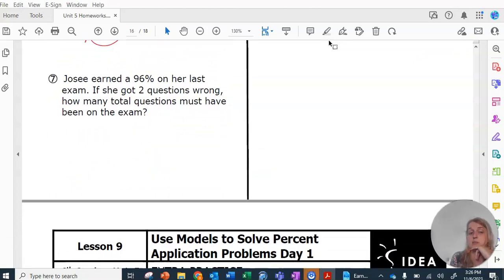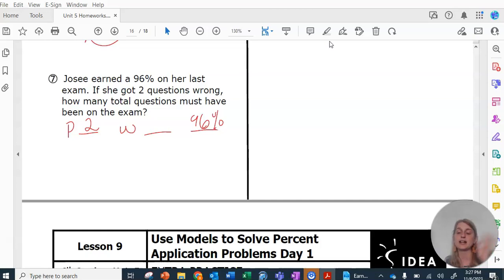I don't know how to say this name. Jose? Josie? I'm not sure. Earned a 96%. Oh, maybe it's Josie. I don't know. This person earned a 96% on her last exam. Nice grade. 96%. If she got 2 questions wrong, that's not the entire test, otherwise she'd get a 0, so that must be a part. How many total questions must have been on the exam? This is another trick one, though.